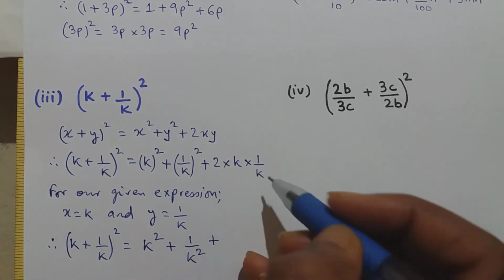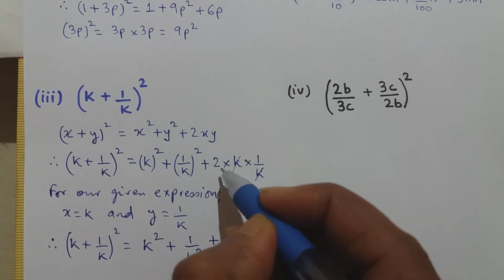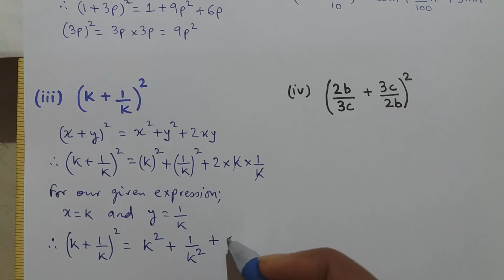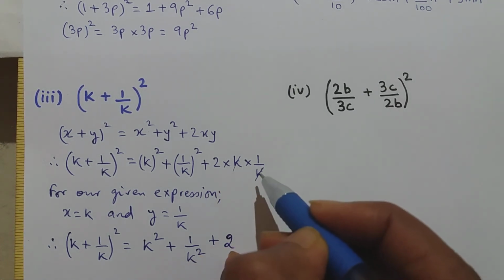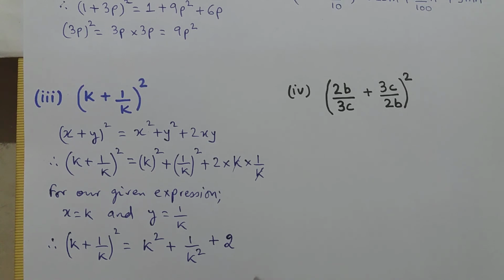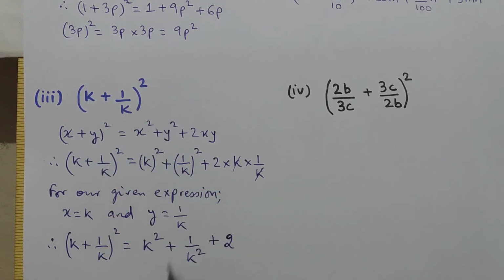So if we simplify this, k and k cancel each other and we are left with 2. So 2 into k into 1 by k becomes 2, and this is our final answer. So when we expand k plus 1 by k whole square, we get k square plus 1 by k square plus 2. So this is the answer for question number 3.